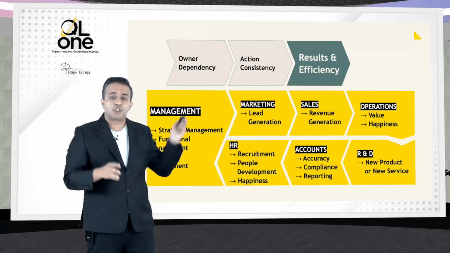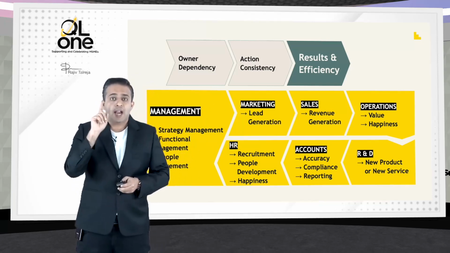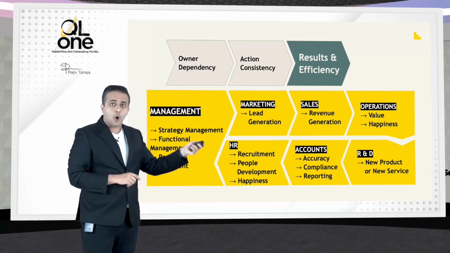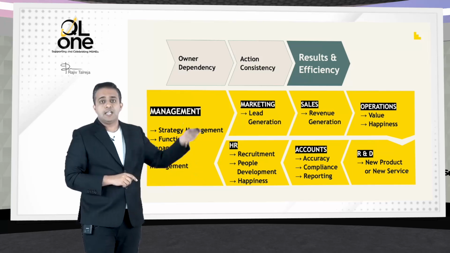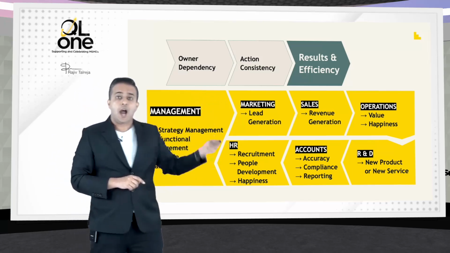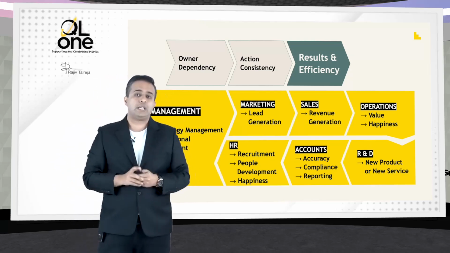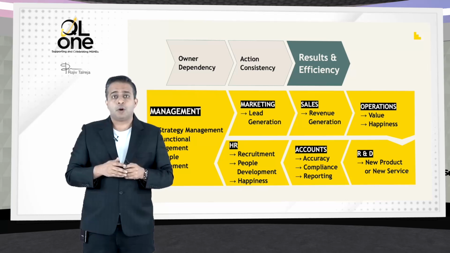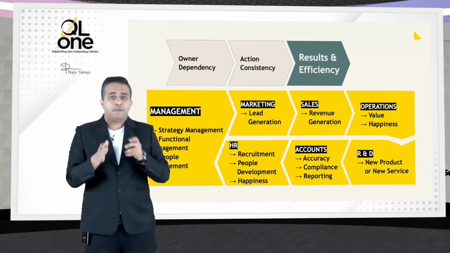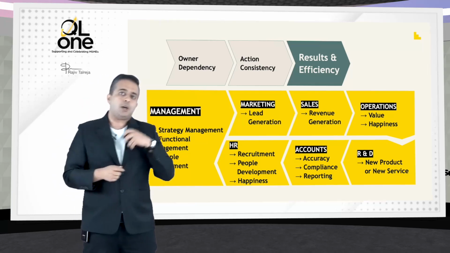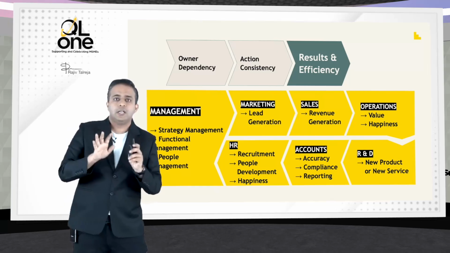Discuss every business function across these three parameters and identify, is the owner dependency yes or no in each function? Is the action consistency high or low in each function? Is the result and efficiency high or low in each function? Some people may say, Rajiv, what if it is not high, not low? What if it is medium? What if owner dependency is little? It's not too much, it's not too less, but it's little bit.